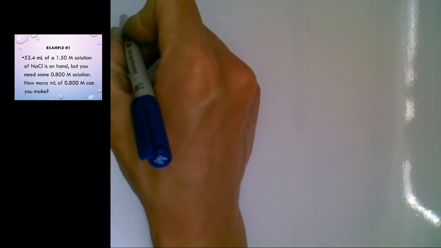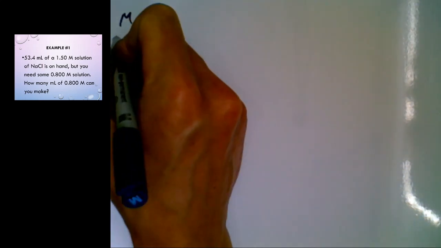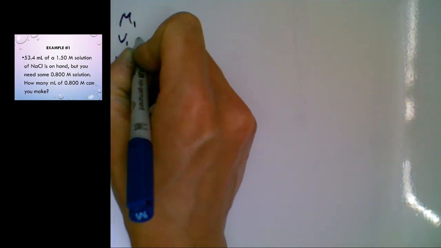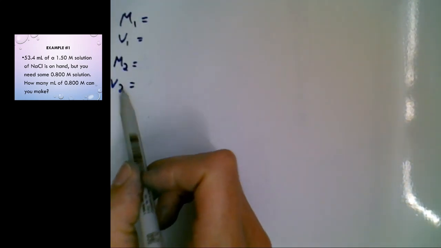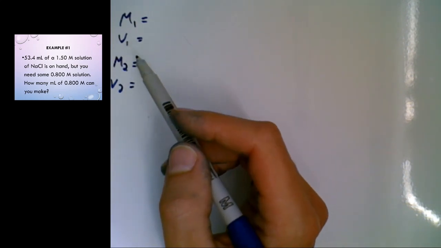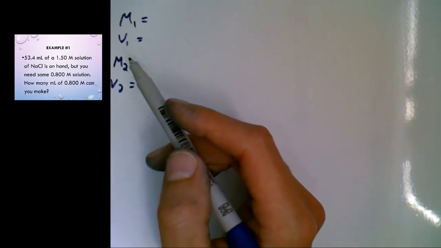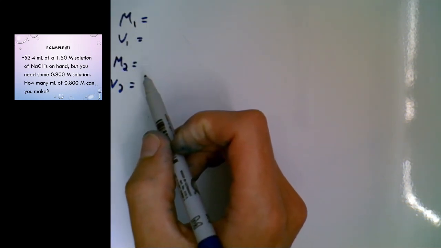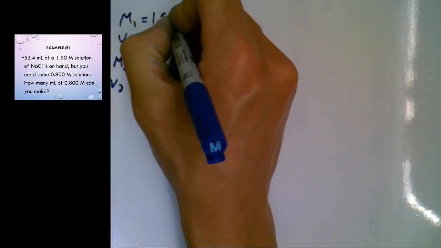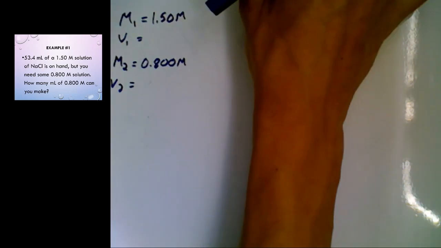So here's what we want to do. As we work through this problem, I think the best thing to do to start is to organize it. That means find out what is M1, what is V1, what is M2, what is V2 before we even start putting things in an equation. So reading the information, we have a 1.50 molarity solution, but we need it to be 0.80 molarity. So 1.50 molarity is my M1, my starting concentration. And 0.800, well, that's what I want to get it to. That's my M2, my final concentration.